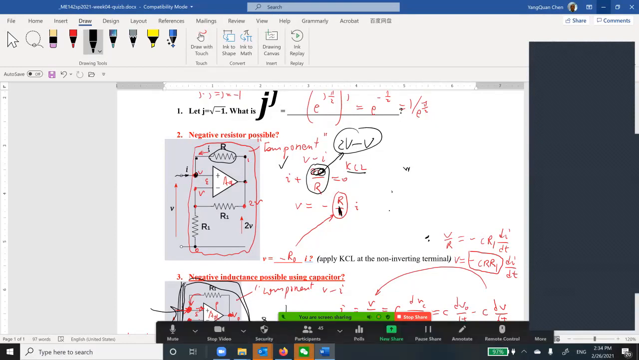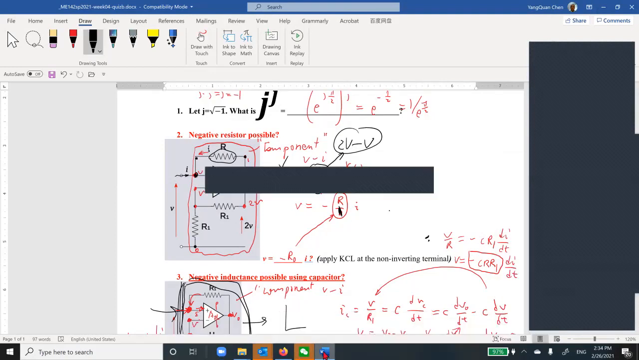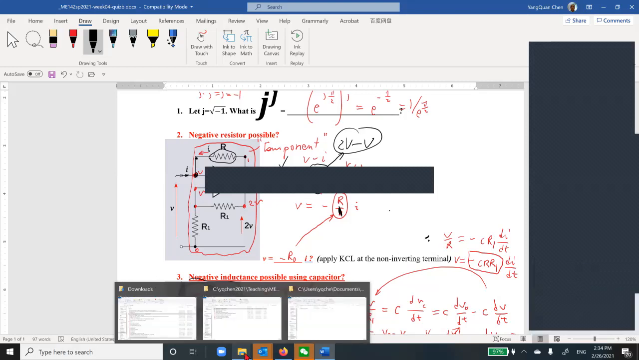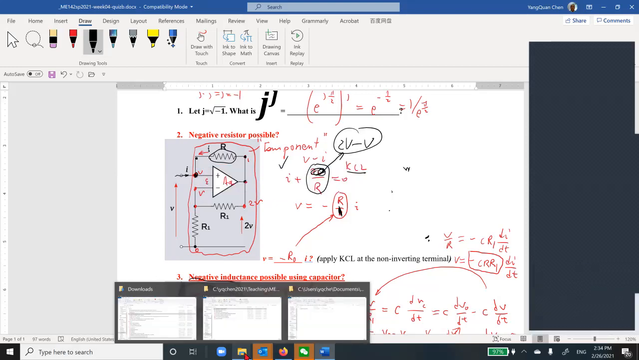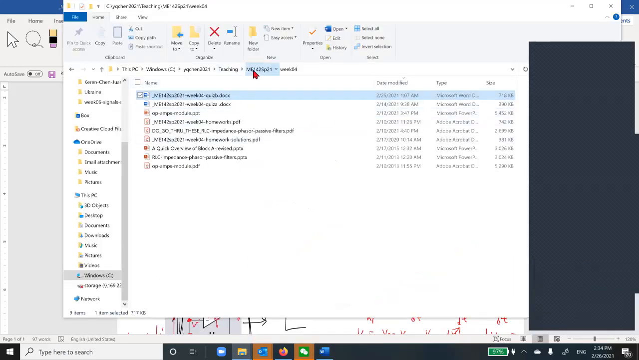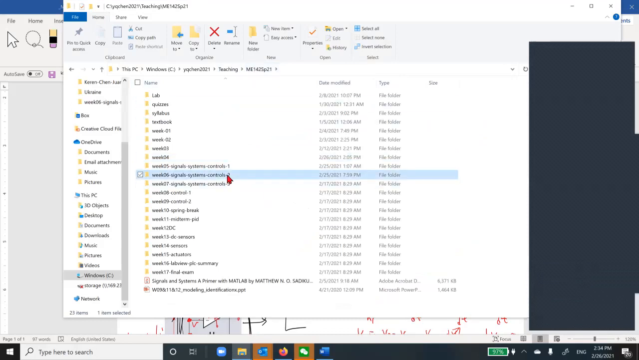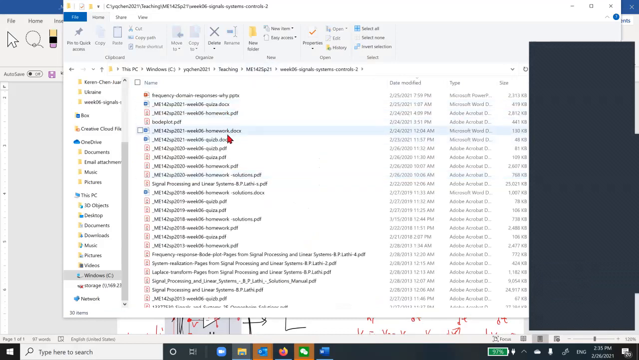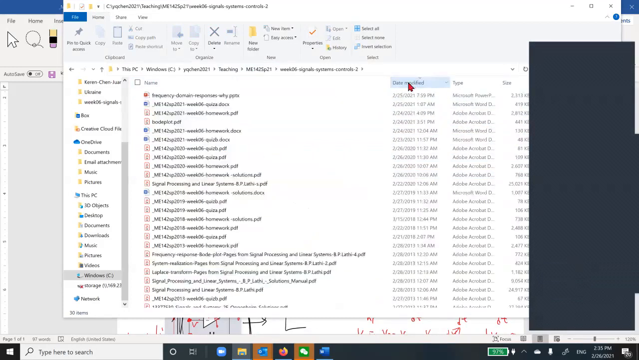Good. So we are going to study the Bode plot. I prepared some very interesting slides for you today. But before that, let's open this quiz number B.